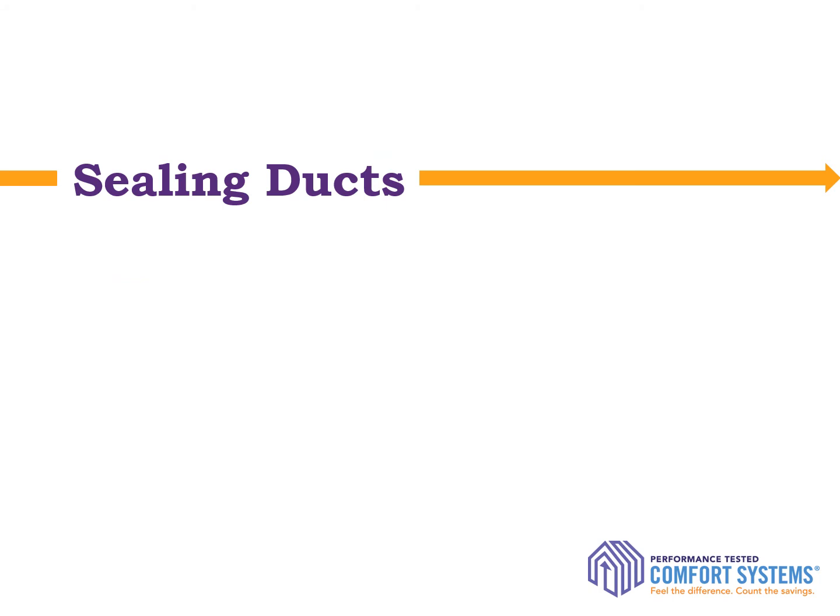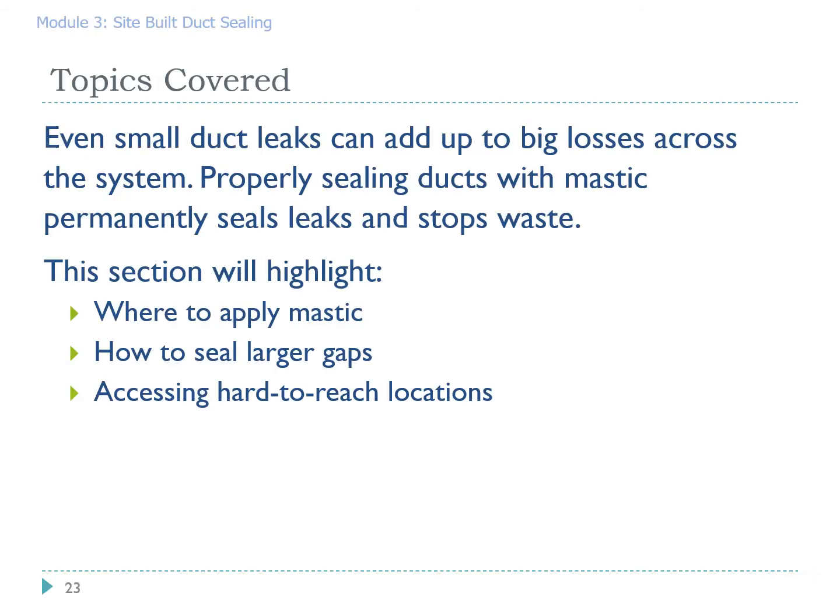In this section, we're going to cover the actual sealing of ductwork. Sealing of ductwork occurs after we supported them and after we mechanically fastened them. The topics we'll be covering in this section include where to apply mastic. The short answer there is anywhere 2 sections of ductwork come together or any random hole in the duct system. We're also going to cover how to seal those larger gaps that need more than just mastic, and also maybe easier ways to access hard to reach locations.